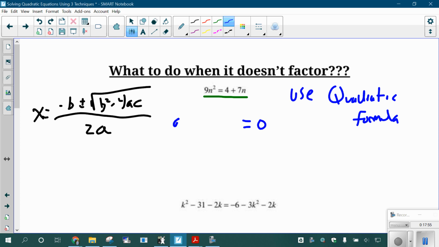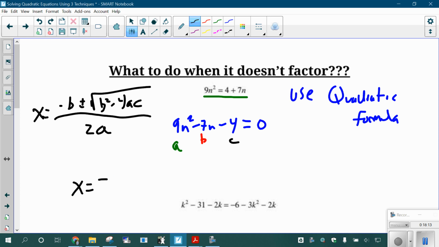Okay, so you got 9n squared. You got to subtract the 7n over, and you got to subtract the 4 over. So you got to make it all equal to 0. Then the first thing's A, the second thing's B, the third thing's C. And you got to plug it all in, okay? So if you plug it all in, it looks like this.